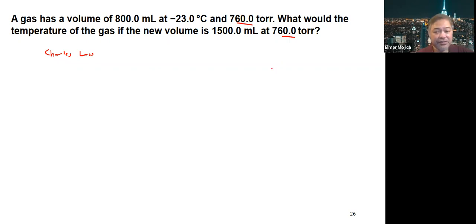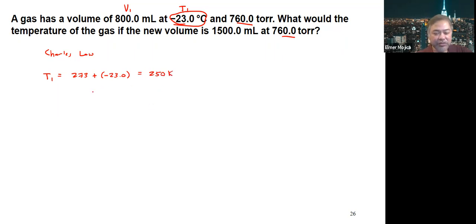Usually if you have a problem like this, you have to make sure that your temperature is in absolute scale. So we could say this is your initial volume, this is your initial temperature, but you have to change that one. So your initial temperature is equal to 273 plus negative 23, giving you 250 Kelvin.